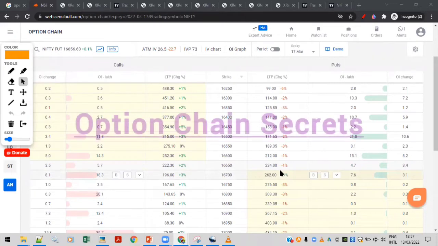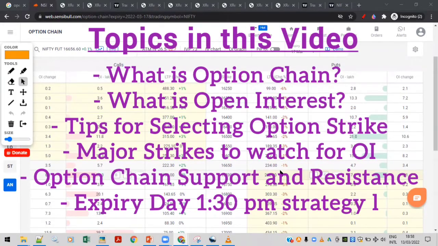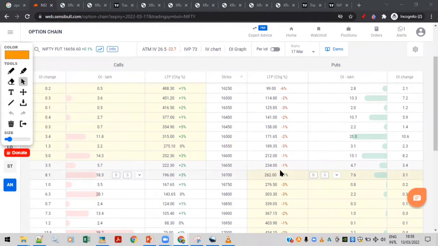So today in this video, we are going to discuss option chain. We are going to check a couple of secrets. There will be one strategy. We are going to see what is option chain, what is open interest, how to select the strike, what are the major strikes where the option chain data affects more, how to find the option chain support and resistance, its examples, then on the expiry day, what is the timing where you need to be very careful. So these things we are going to check in this video.